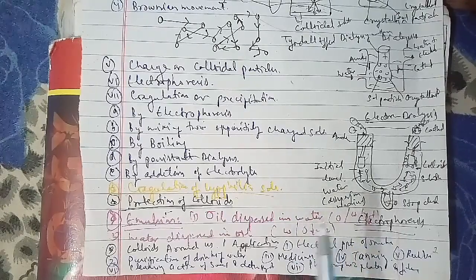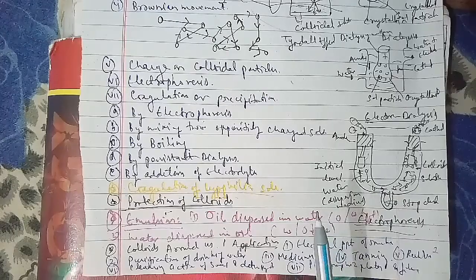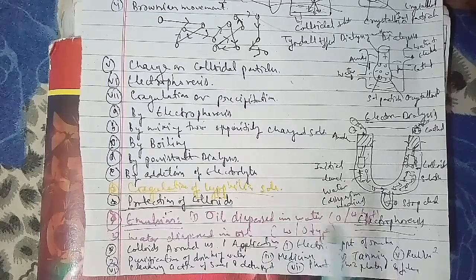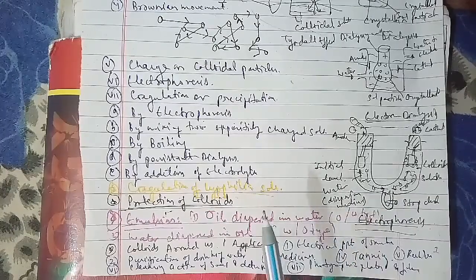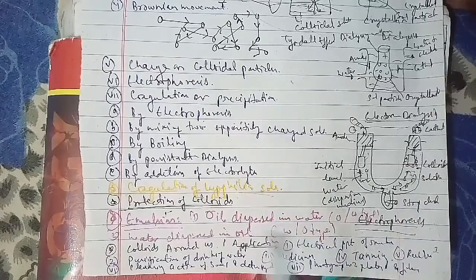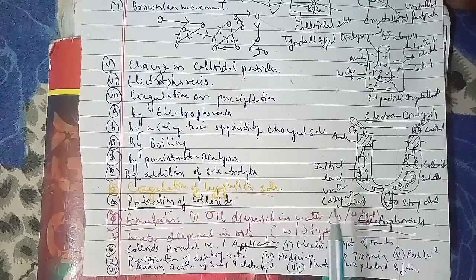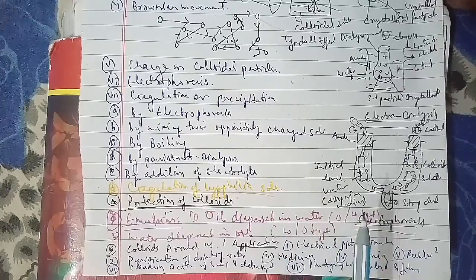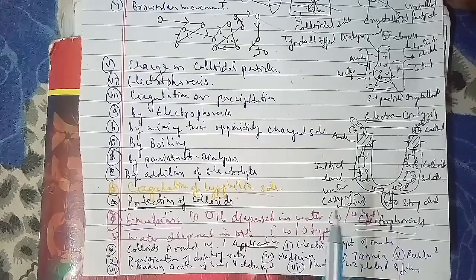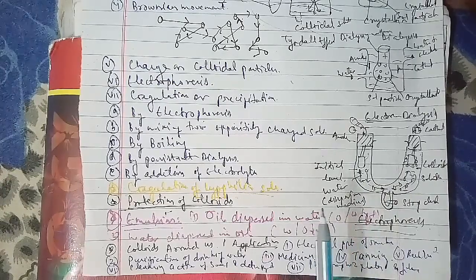In homogeneous catalysis, the catalyst is in the same phase as the reactant, and in heterogeneous catalysis, the catalyst is in a different phase from that of the reactant. Colloidal solutions are intermediate between true solutions and suspensions. The size of a colloidal particle ranges from 1 to 1000 nm. The colloidal system consists of two phases, the dispersed phase and the dispersion medium.